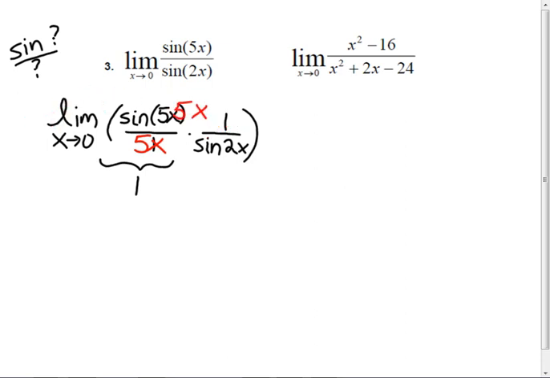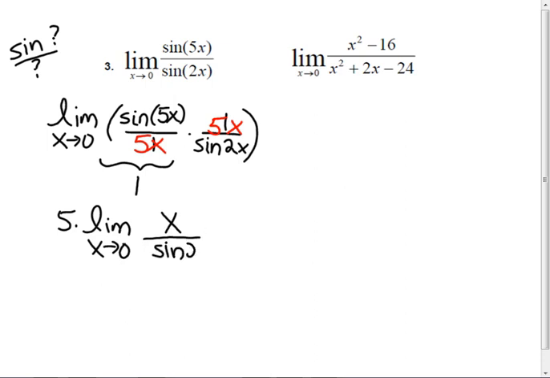Oh, I thought we separated. Okay. So it's 5 times the limit of x over the sine of 2x. Now, what do I have to do to make this one? Put a 2 in here, and then put a 2 here, right? Everybody with me? These have to be equal. 2x and 2x.